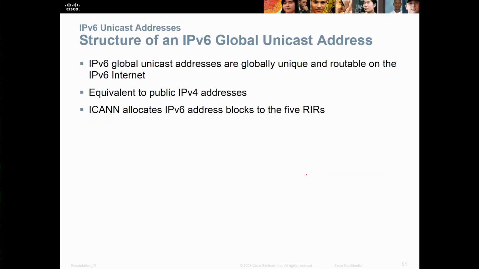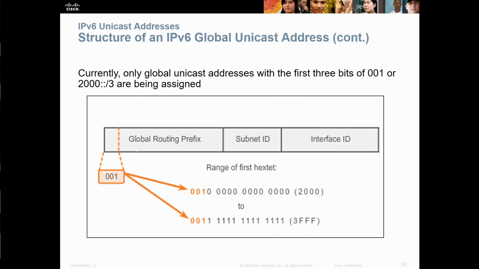So, the structure for our global unicast address. Again, these are equivalent to public IPv4 addresses, and ICANN can allocate these address blocks. We have a predefined rule for global unicast addresses: anything that's going to be used on the internet, the first hextet, the first 3 bits, the very first number will begin with 001. So we can do 0010, 0011. You can end up with any number between 2000 and 3FFF for our first IPv6 global unicast address. And it's not 3000, it's actually 3FFF.